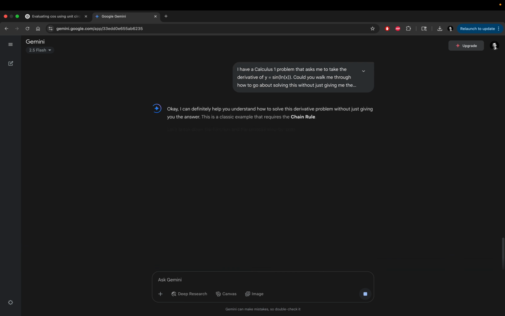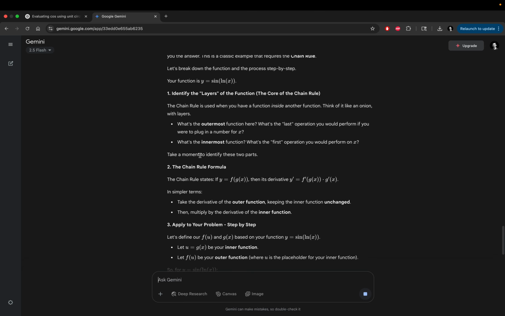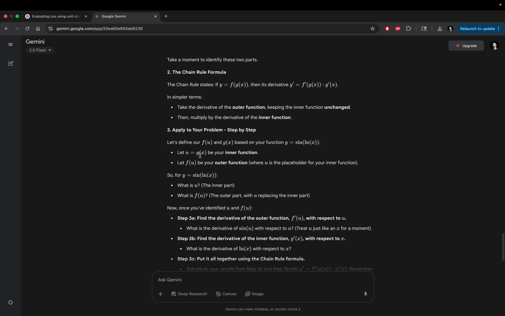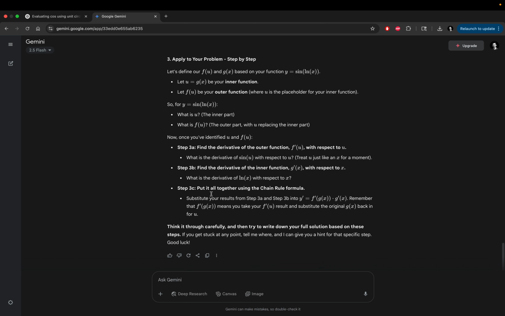So let's do that. Right? The chain rule: identify the layers of the function, the chain rule formula, right? All the things you would need. What is the inner part? What is f of u, the outer part? Once you identify those, it's going to give you some guidelines.